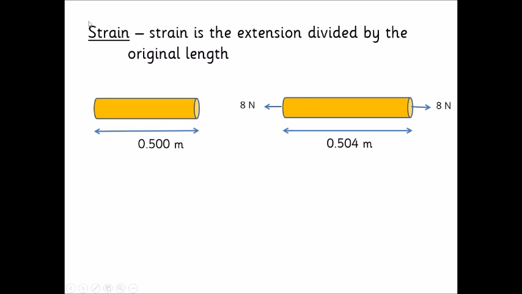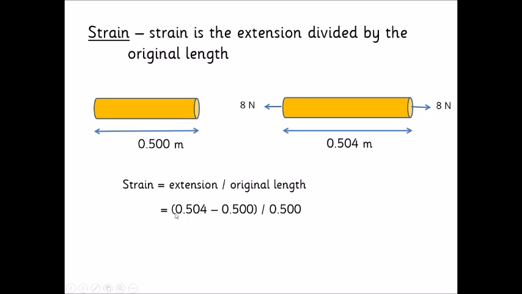Okay, our second quantity is strain, and strain is the extension divided by the original length, and the key thing here is it's the original length, not the final length. So if I've got a wire that's 0.500 meters long and it stretches to 0.504 meters long with an 8 newton force on it, then the strain on that wire is the extension divided by the original length.